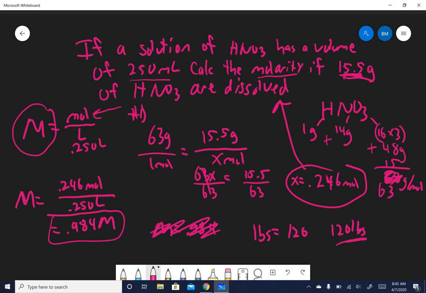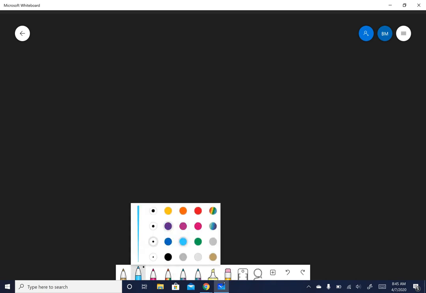Maybe next time I'll use a different color for the first step and then the second step. All right, so now let's say, oops, every time I do it. Here, we'll use a different color this time. Let's use purple. Feeling purple right now.